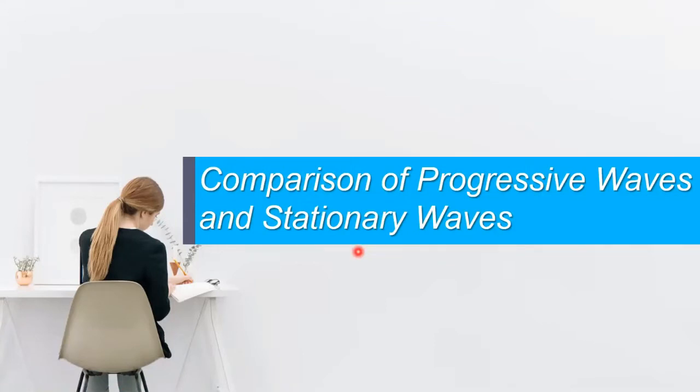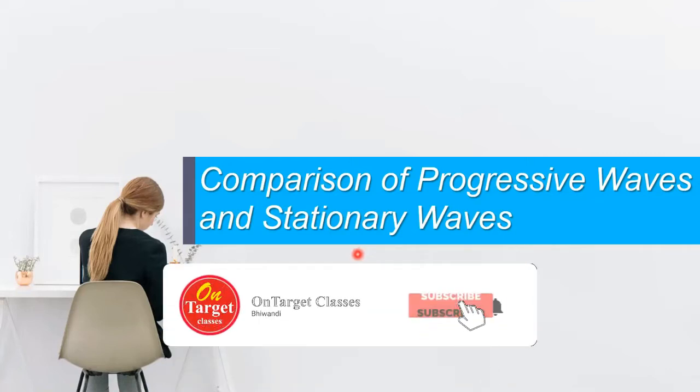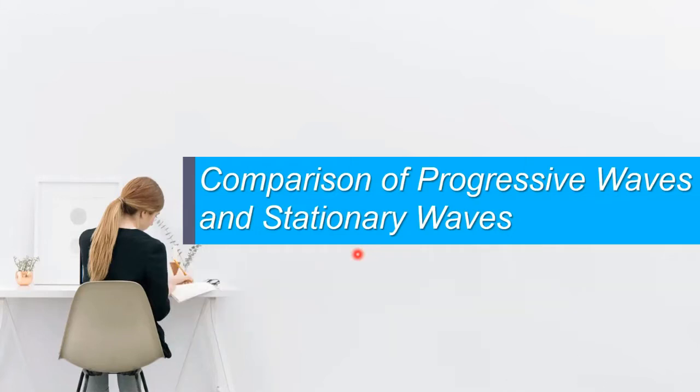Now, in order to compare the progressive wave and stationary wave, we will draw one table and we are going to study the 6 points of progressive wave, and we are going to compare these 6 points with stationary wave one by one with the help of some animation and simulation. And we are going to start right now.